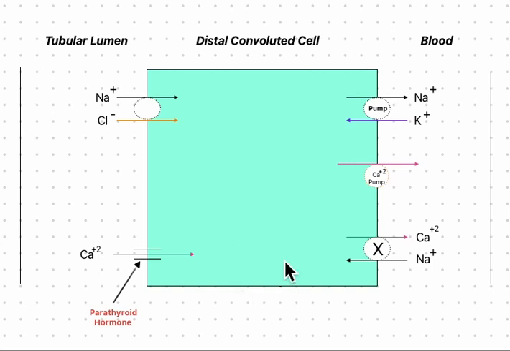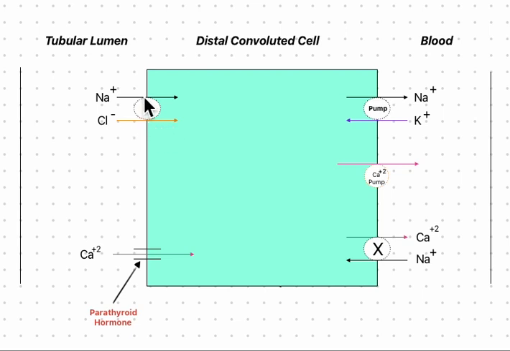About the events which are occurring in the distal convoluted tubular cells of the kidney. So as we know, calcium is an important ion that helps in the contraction of the muscles. So the reabsorption of calcium mainly occurs at distal convoluted cells, though it also occurs at proximal convoluted tubular cells and loop of Henle.